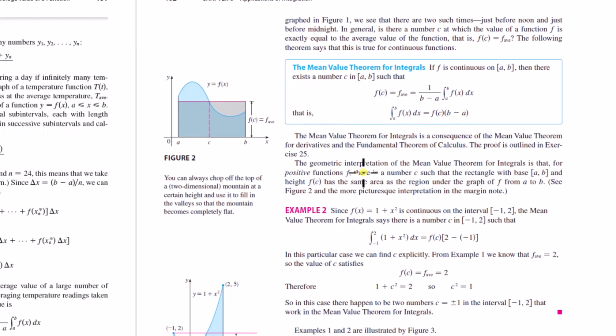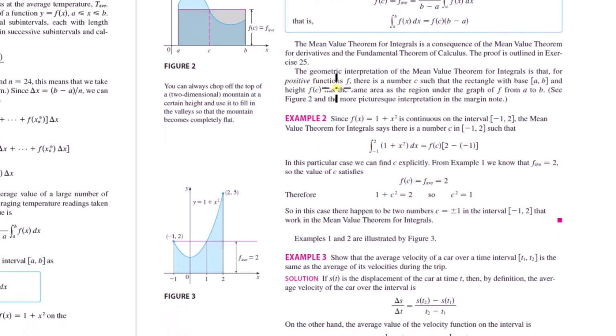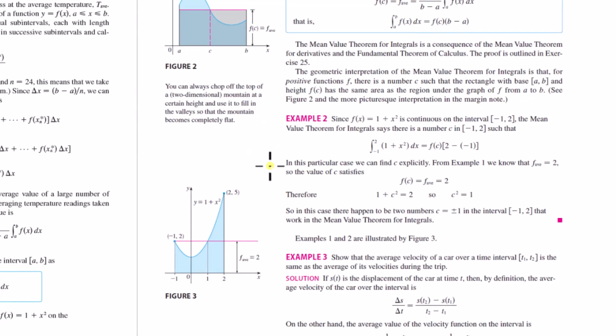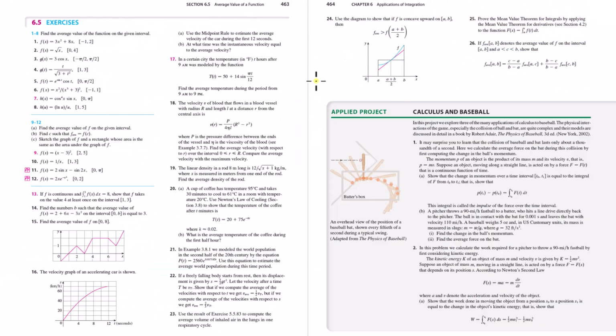So it says the geometric interpretation of the mean value theorem for integrals is that for positive functions, there's a number c such that the rectangle with base a to b and height f of c has the same area as the region under the graph of f from a to b. Yeah. All right, so then they give some more examples. We're going to work a bunch of examples. And that's it for this section. So that's the average value of a function over an interval. Now let's work some example problems.